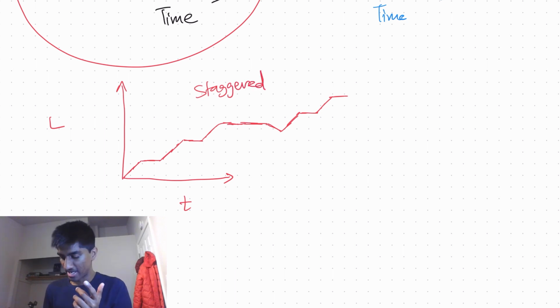I did not spell that right. Did I spell that right? I hope that's how you spell staggered. I think it is, but anyway, correct me in the comments if I'm wrong. So this is the staggered approach to learning, and you want to do this.